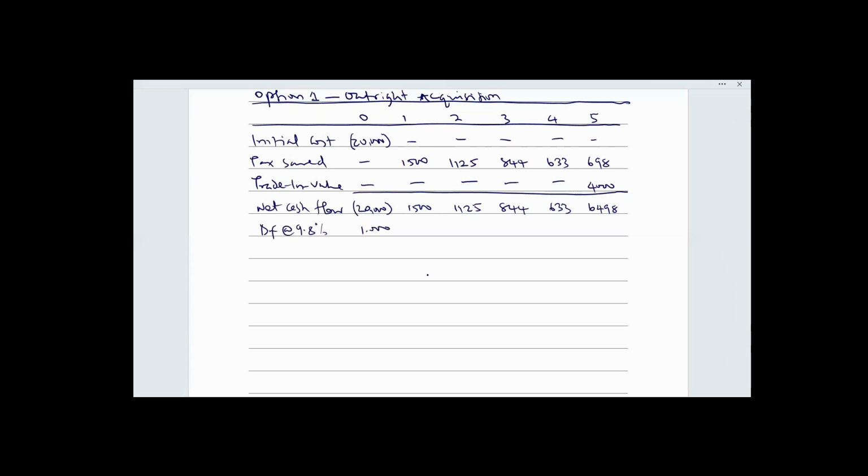Where is 1? So 1.098 raised to power 1 minus 1, the discount factor is 0.911. What about year 2? 0.829. Year 3, 0.755. Year 4, 0.688. Year 5, 0.627. Thank you. Then let's get the present value.